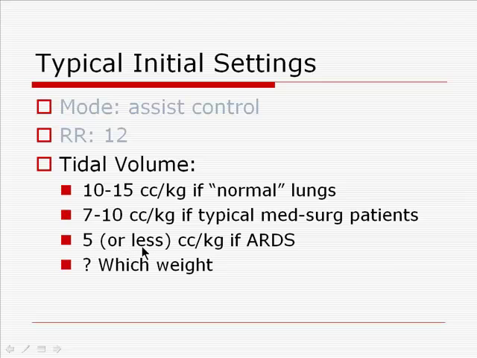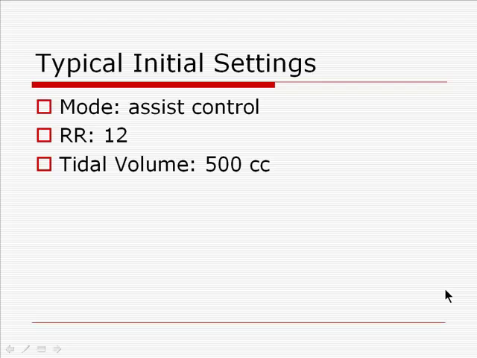It's important to note that in making these calculations, one should choose the patient's ideal body weight rather than their actual body weight. Hopefully this is intuitive, and that if a patient were to gain 100 pounds, their lungs would not get any bigger. Hence, in selecting tidal volume, that equation should be based upon patient's ideal body weight. So typical ventilator settings would start with assist control, a backup rate of 12, and for the 70 kilogram typical patient on which most medical calculations are based, that would result in a tidal volume of 500 cc's.